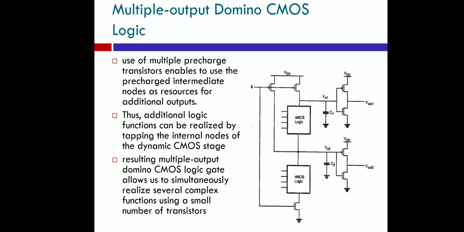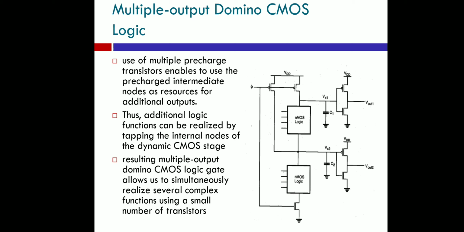Now coming to multiple output domino CMOS logic. Here we are going to obtain multiple outputs by using separate pre-charge transistors for separate NMOS blocks. As in the figure you can see, you have two domino sections, one this and the second one is this. For these two sections we are using two separate pre-charge transistors. The pre-charge transistors are different, whereas the evaluation transistor remains the same. There is only one evaluation transistor.